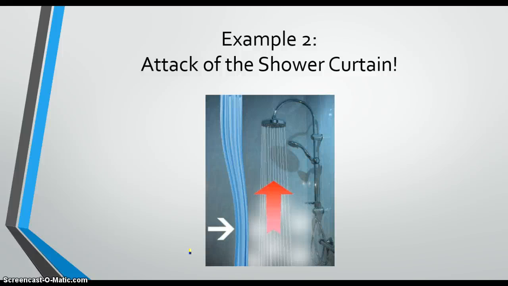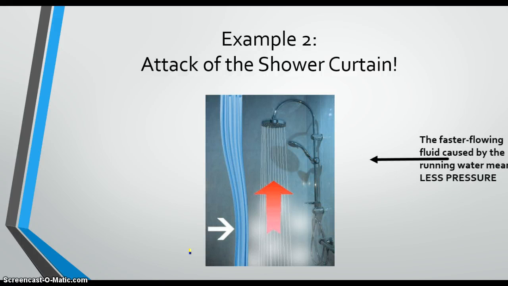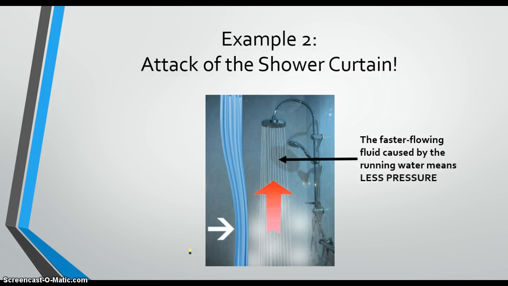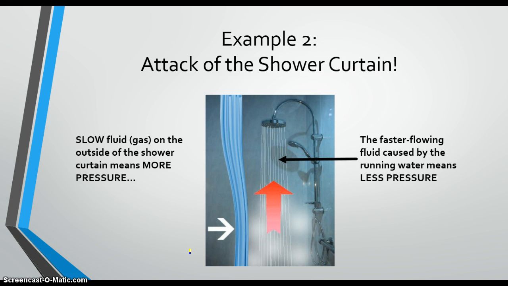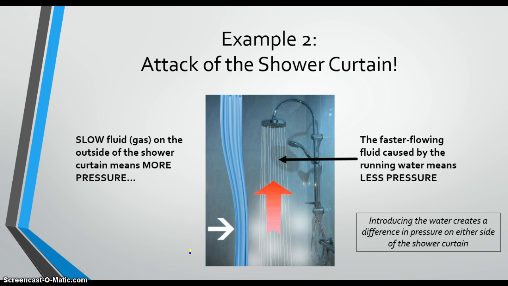You're introducing a faster moving fluid inside the tub area, and that fluid, because it is moving faster than the fluid on the other side of the shower curtain, has less pressure than the air on the other side of the curtain. That air is moving slower, so it has more pressure. And introducing that difference in pressure on either side of the curtain causes the shower curtain to be pushed in toward you. And that's when you feel like you're being attacked by your shower curtain.